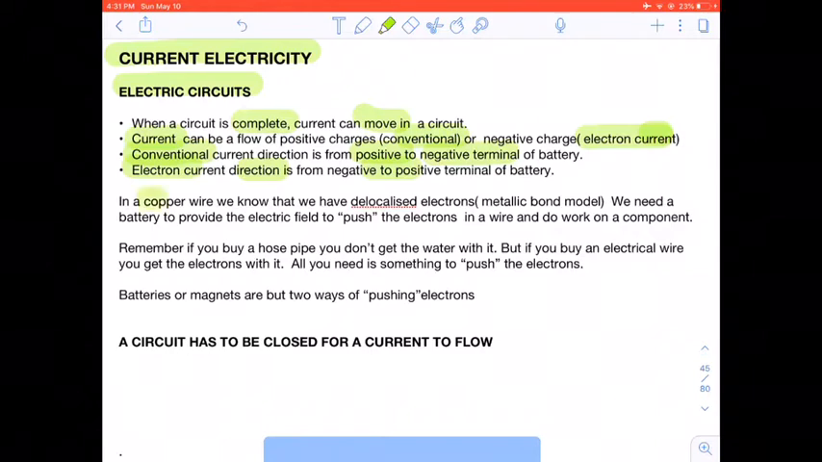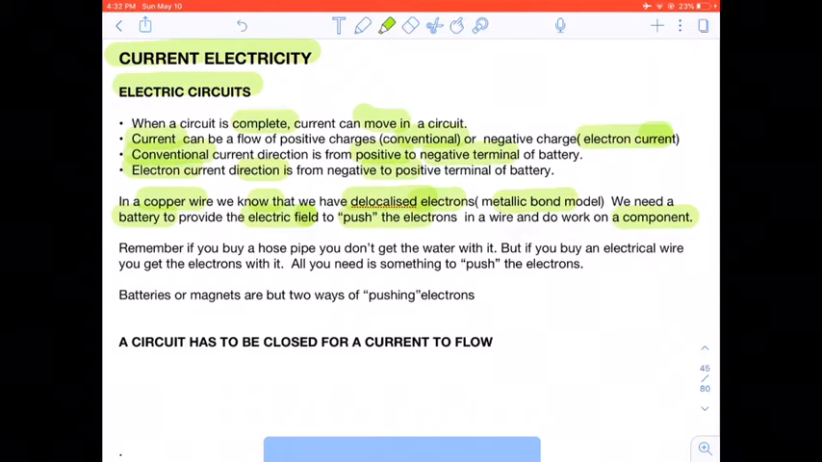Now, in a copper wire, as you know, we have delocalized electrons, and that we know is elicited from our model of metals, which has to do with metallic bonding. Alright? So we need a battery to provide an electric field that pushes the electrons in a wire and do work on a component.